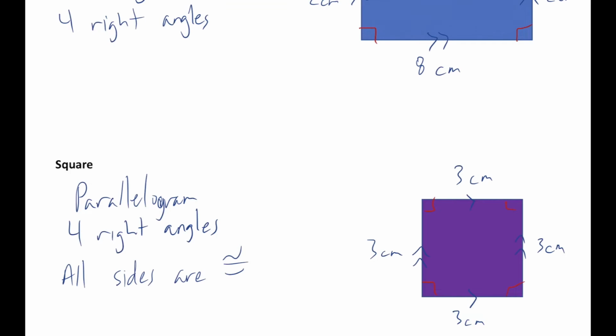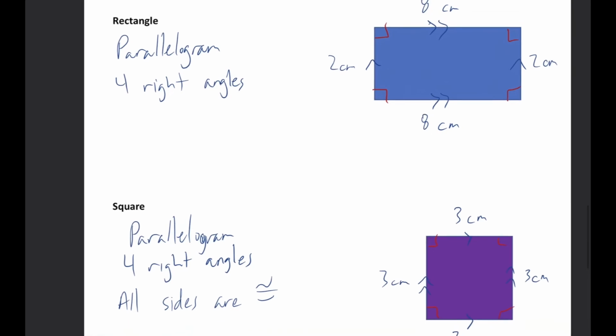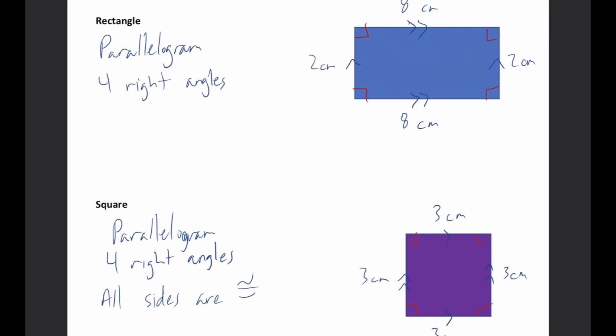Well, that sounds an awful lot like my rectangle, because if I look at both of them, 4 right angles, yep. Parallelogram, yep. And then opposite sides are congruent, yep. Opposite sides are parallel, yep. So a square, as we see here, is a rectangle. Now be careful, not all rectangles are squares.